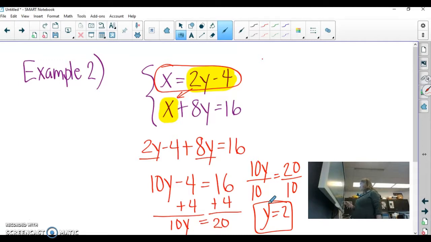Okay, so y is 2. I'm going to plug it back in here. Oh, let me pause this. Okay, interrupted by the bell, but your class is not out. Not yet.